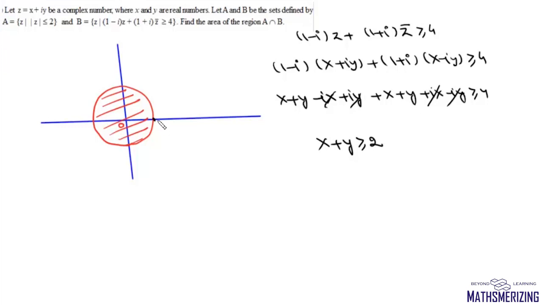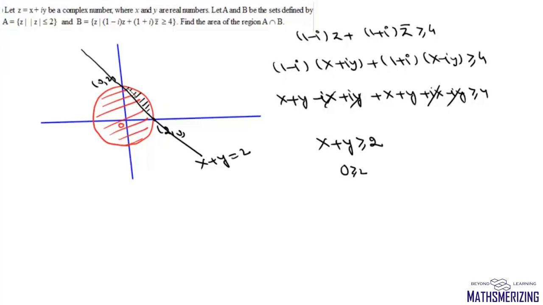Now this point is 2, 0 and this point is 0, 2. So if we draw this line, it is x plus y equals 2. Now we need the points where x plus y is greater than or equal to 2. Now if you put origin, we'll get 0 is greater than or equal to 2, which is false. That means it has all the points which lie on the right of this line.